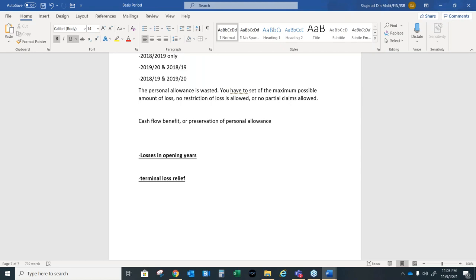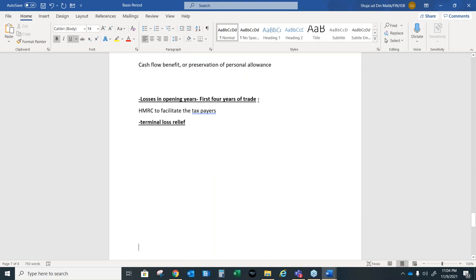Okay, now as Zubair was asking me the question about the losses in opening year of loss, it is something very extraordinary done by HMRC to facilitate the taxpayers. Why? It says, what is loss in opening years of trade? If there is loss in the first 4 years of trade, we categorize it as opening year loss.